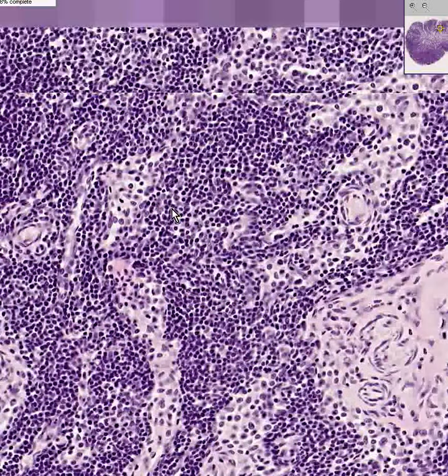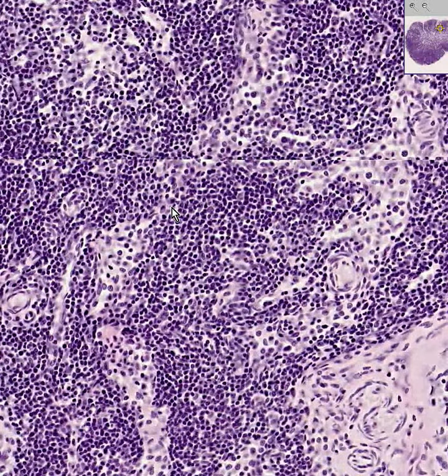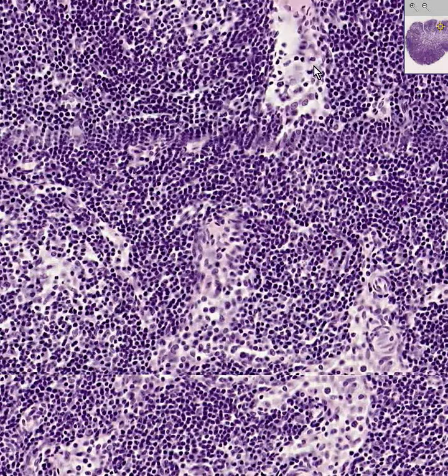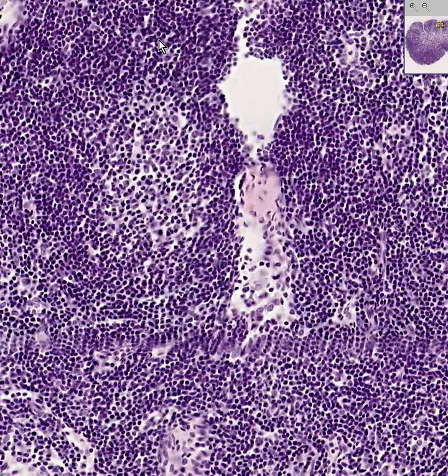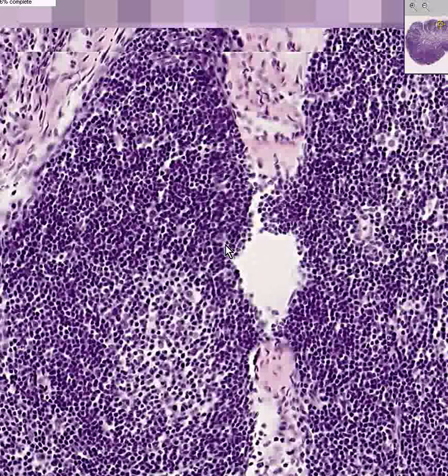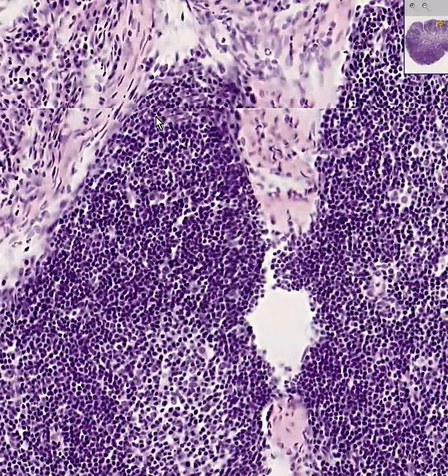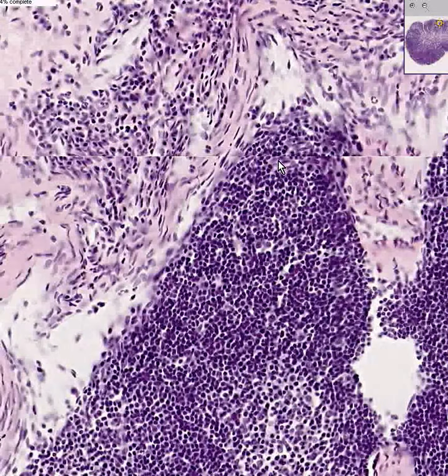You will also notice that, unlike the tonsils, which always have a very intimate connection with the overlying epithelium, a lymph node should not have any epithelium at all. In fact, if you see epithelium within a lymph node, it is usually quite suspicious for metastatic carcinoma.